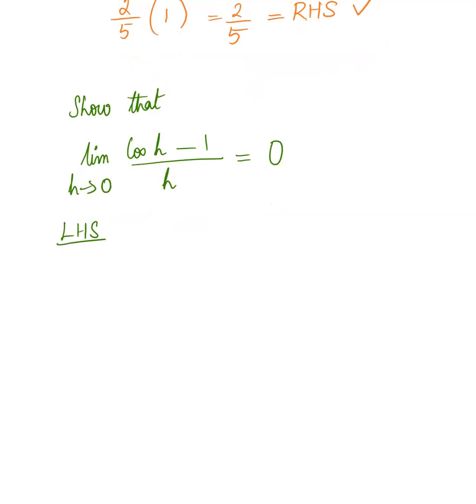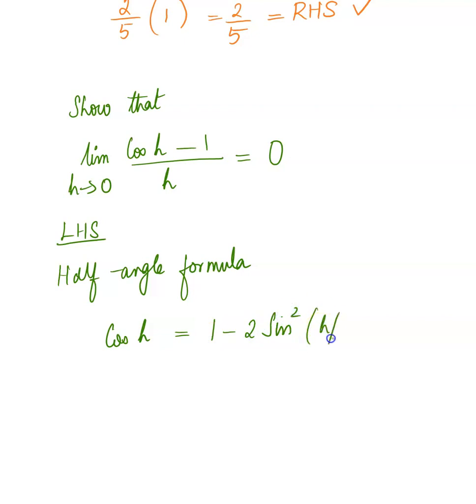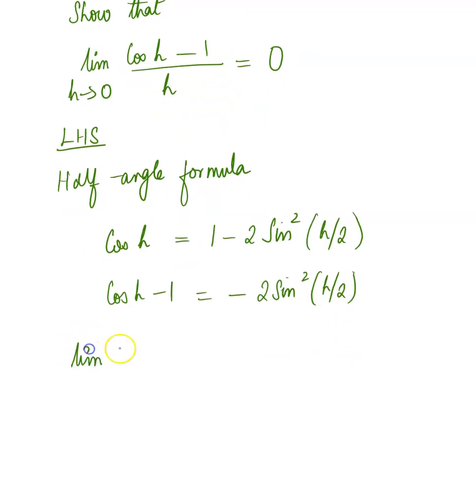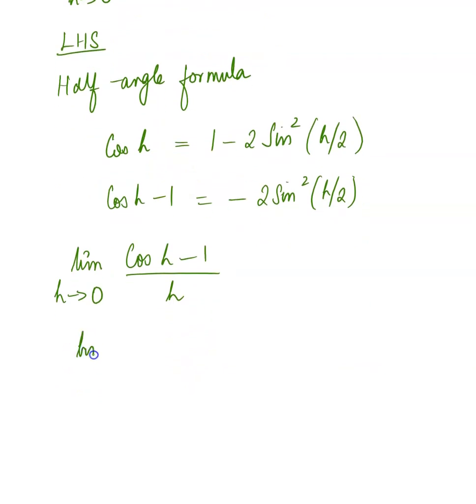Okay. So what I'm going to do is use the half angle formula from your trig identity, and that says cosine h is 1 minus 2 sine squared h over 2. In the formulas you probably have them as alpha and beta, but here we have the angle as h. So we want cosine h minus 1. Subtracting 1 on both sides, cosine h minus 1 will be negative 2 sine squared h over 2. So I'm going to use this on my left-hand side. The left-hand side is the limit of cosine h minus 1 over h as h approaches 0, and we replace the cosine h minus 1 with negative 2 sine squared h over 2, divided by h.